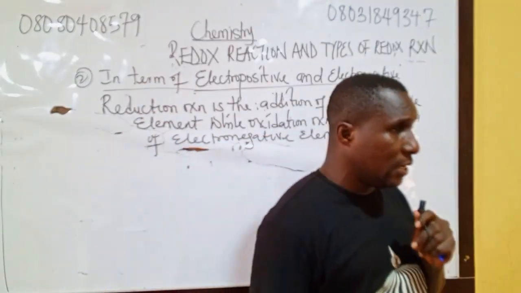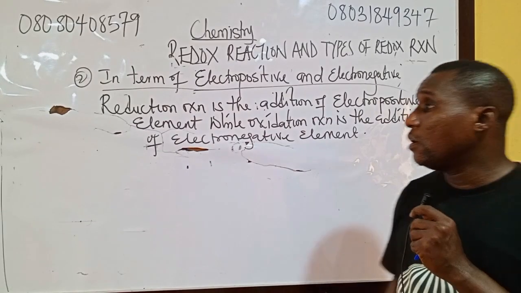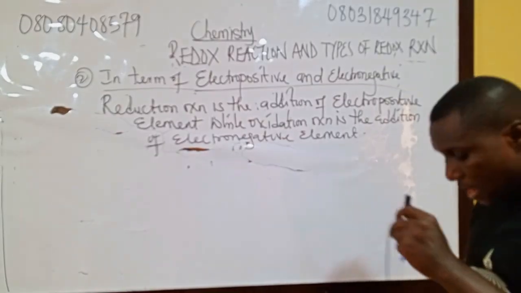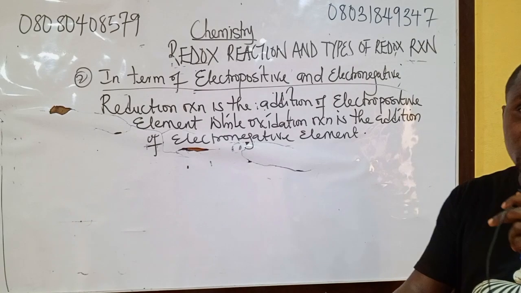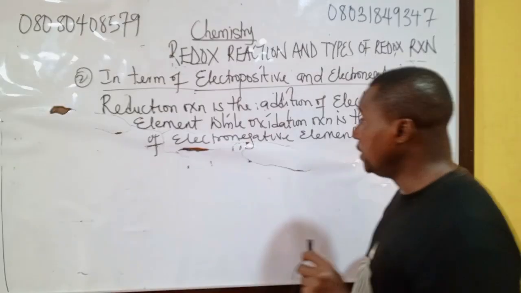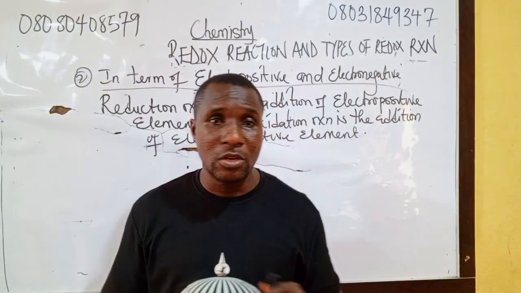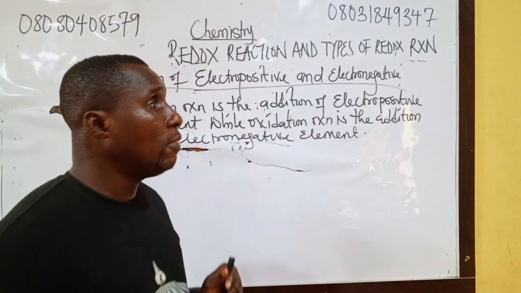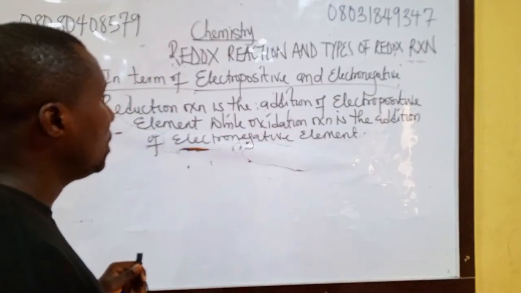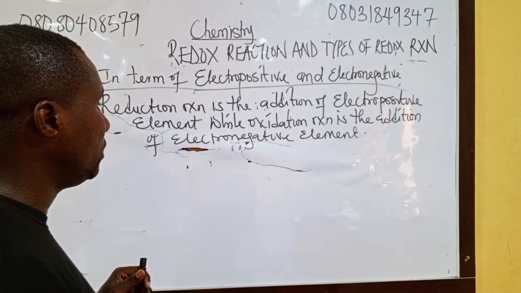Reduction reaction is the addition of electropositive element, while oxidation reaction is the addition of electronegative element. Reduction reaction, addition of electropositive. Oxidation reaction, addition of electronegative element.